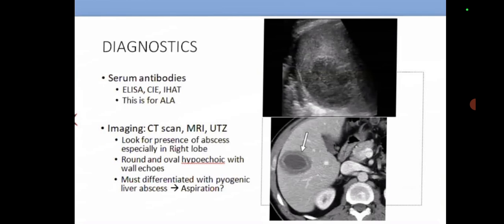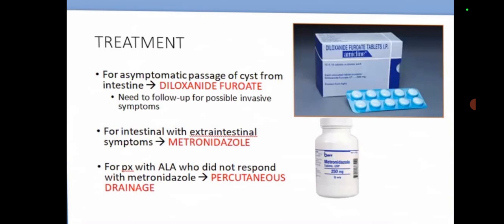Imaging tests like CT scan, MRI, and ultrasound look for the presence of abscess, especially in the right upper lobe. They are round or oval, hypoechoic with wall echoes. They must be differentiated from pyogenic liver abscess, for example by aspiration.